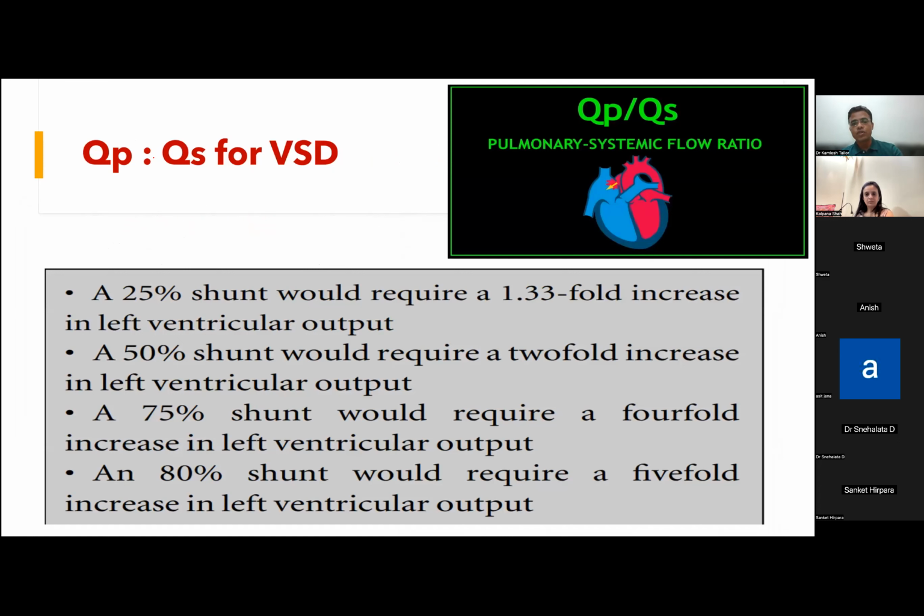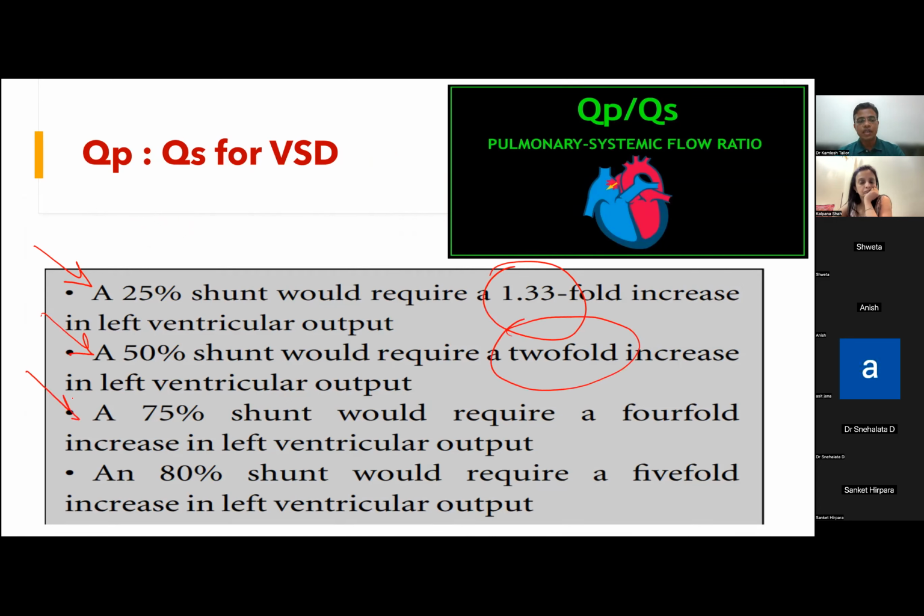Depending on the QP:QS also, we can diagnose whether the VSD is large or not. If it is a 25% shunt for the VSD, the QP:QS increases 1.3-fold. That means the heart has to work 1.3-fold of a normal heart. If it is a 50% shunt, which is a left to right shunt, the heart has to work 2-fold.